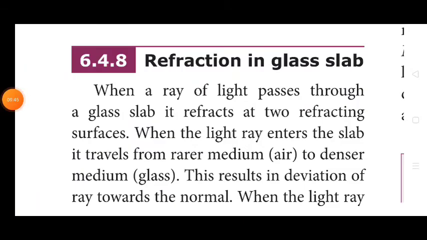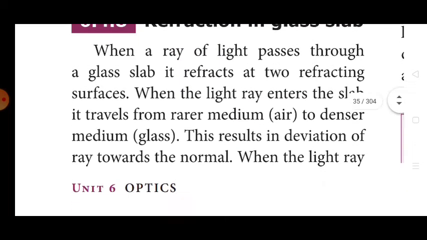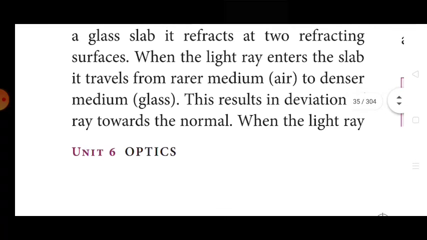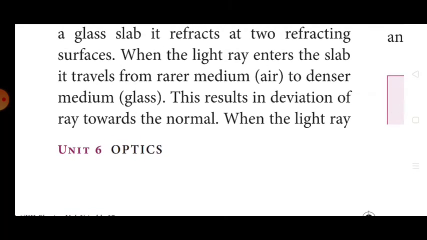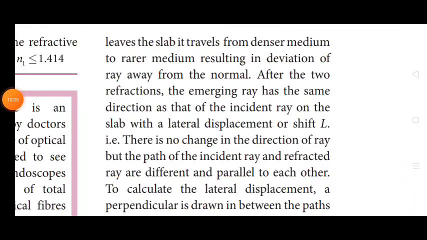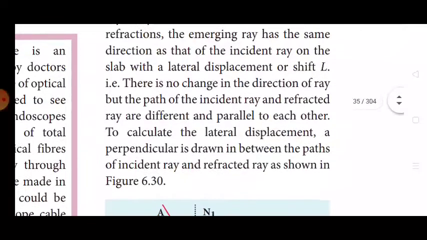When a ray of light passes through a glass slab, it refracts at two interfacing surfaces. When the light ray enters the slab, it travels from the rarer medium, that means air, to the glass medium. There is a deviation of the ray towards the normal. When the light ray leaves the slab, it travels from the denser medium to the rarer medium, resulting in deviation of the ray away from the normal. After two refractions, the emerging ray has the same direction as that of the incident ray on the slab, with a lateral displacement or shift L.